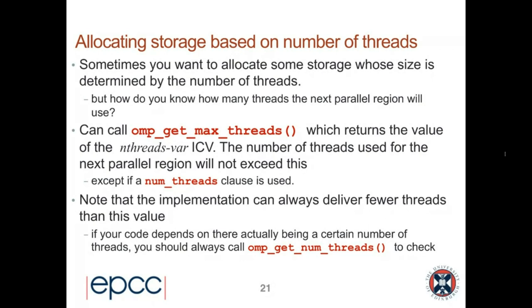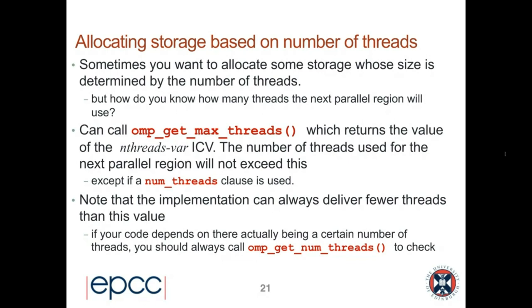Something you might find yourself wanting to do at some point is to allocate some storage based on the number of threads. In particular, you might want to allocate some storage whose size is determined by the number of threads, but you want to allocate the storage before the parallel region starts, so that you can make it shared between all the threads. But the question is, how do you know how many threads the next parallel region is going to use? Because you can't call OMP get num threads before the parallel region, because that's just going to return one. That always returns one in the sequential part of the program.